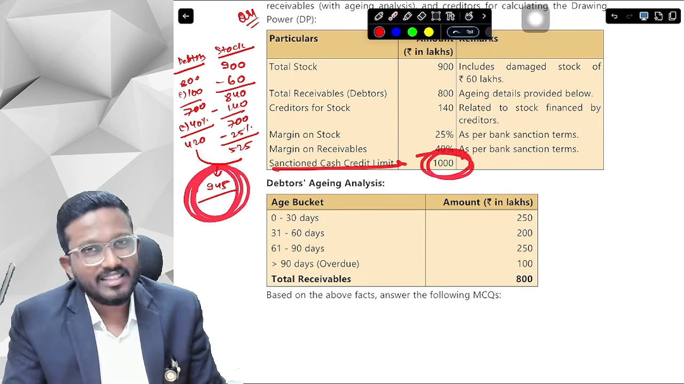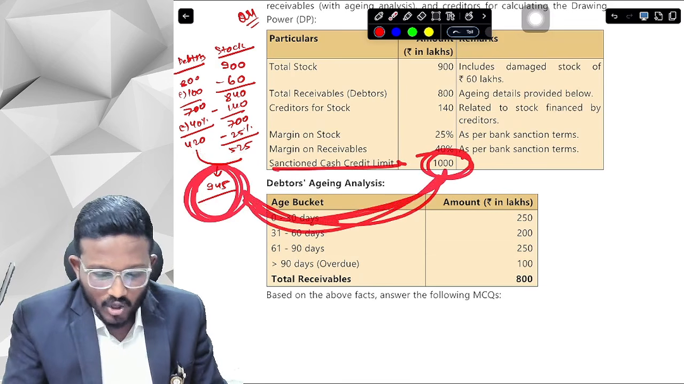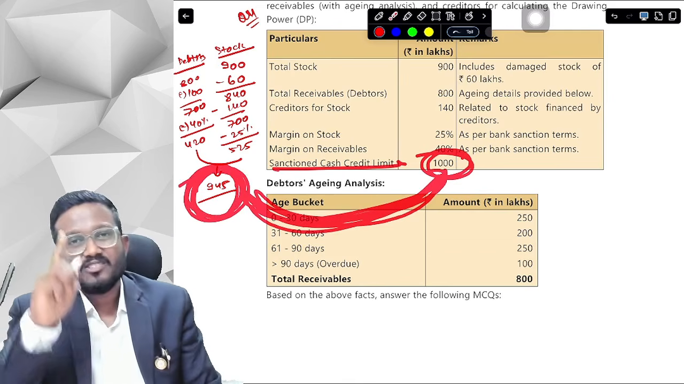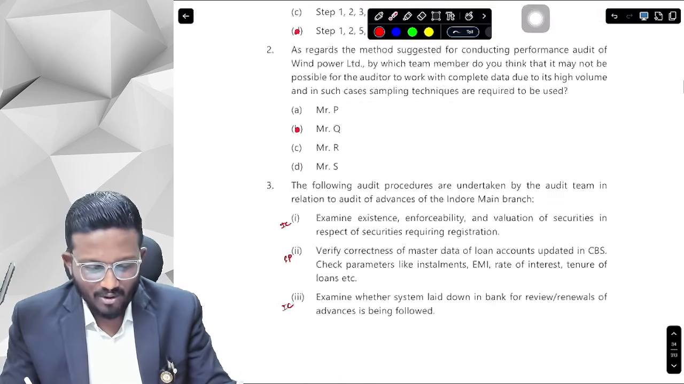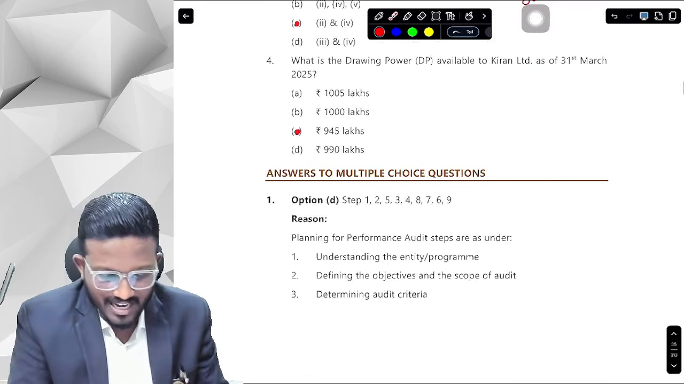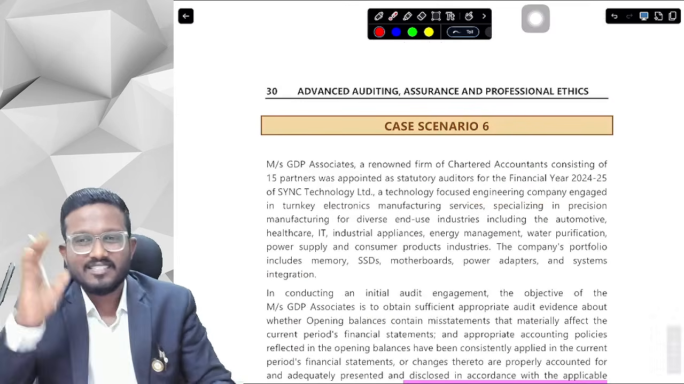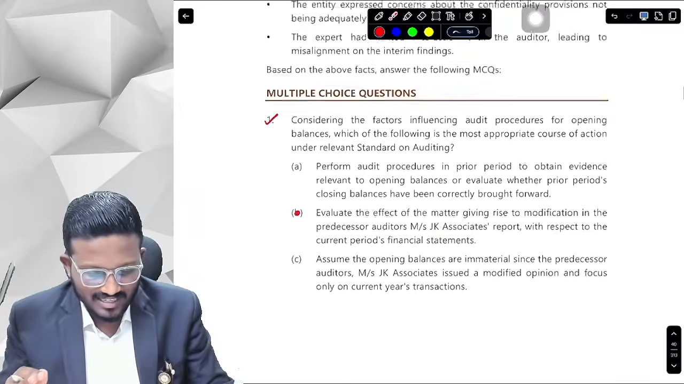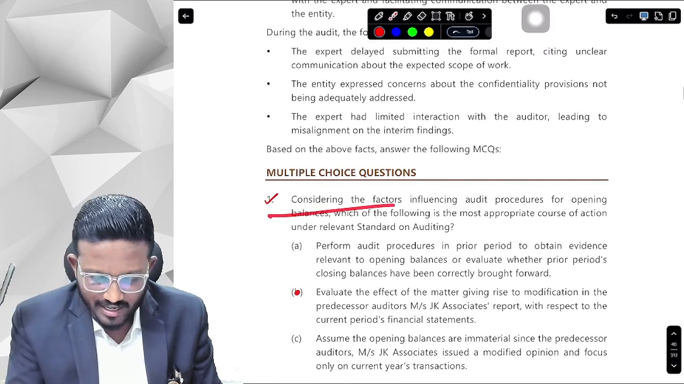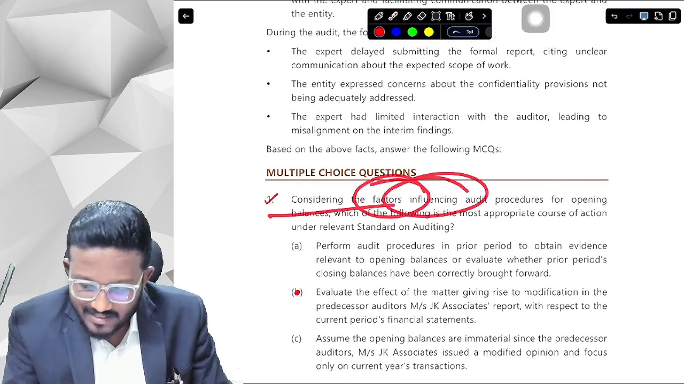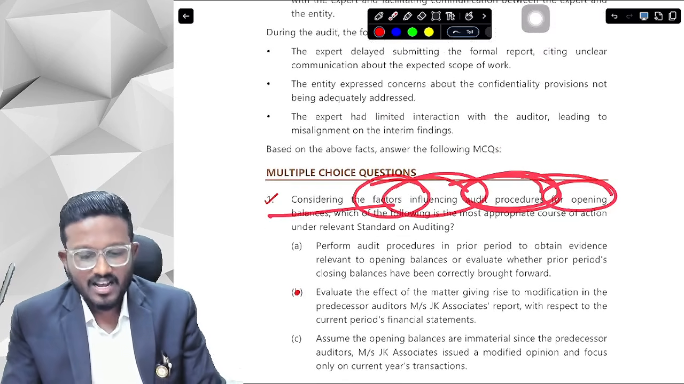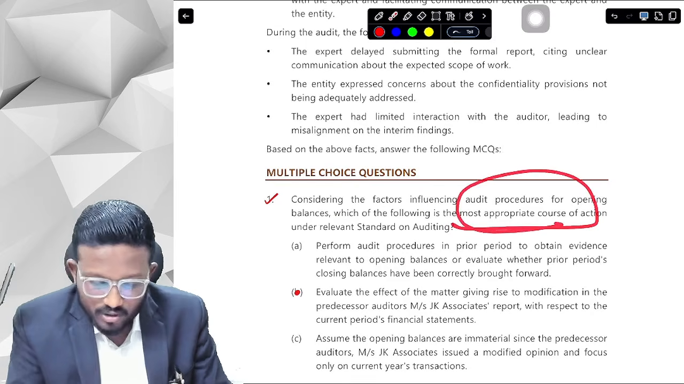Sanction credit limit is 1000. The lower of both is your drawing power, so the lower of both is 945. So 945 is our eligible drawing power. Okay, yes sir. So here we have written 945. Okay, yes sir. This was your case scenario number 5. Let's do case scenario number 6. What does case scenario number 6 say, sir? It says that we need to consider the factors that influence the audit procedures for opening balances. Which of the following is the most appropriate course of action under SA?